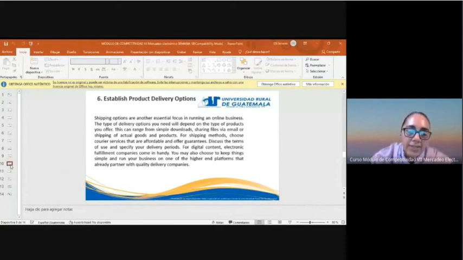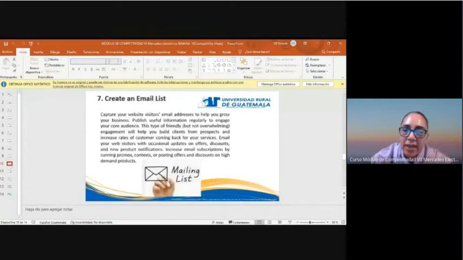Okay. The seventh step is to create your email list of all your customers and providers. Capture your website visitors' email addresses to help you grow your business. Publish useful information regularly to engage your core audience. Through the mail, you can send any type of information about any type of offer you want, discounts, new products. Be friendly, but not overwhelming. Don't overwhelm your customers. With those in the mailing list, you increase the rate of customers coming back for your services.